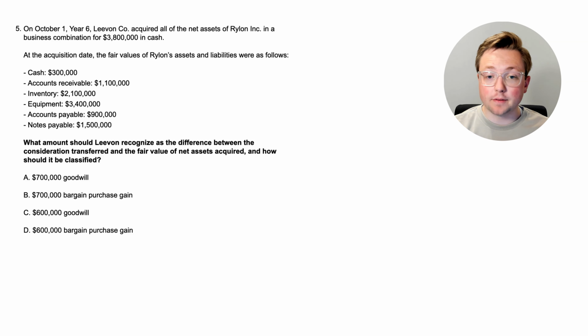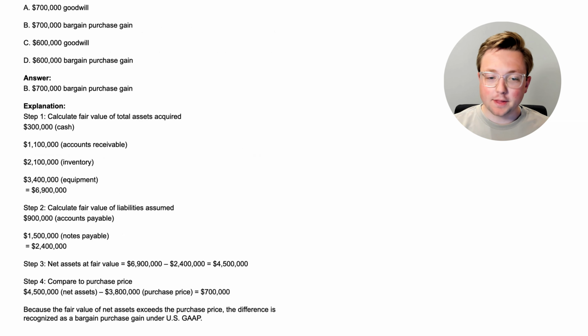At the acquisition date, the fair values of Rylan's assets and liabilities were as follows. Cash, $300,000. Accounts receivable, $1,100,000. Inventory, $2,100,000. Equipment, $3,400,000. Accounts payable, $900,000. And notes payable, $1,500,000. So fairly similar to the previous question, but again, it's in a different layout, with some different numbers. The thing we want to figure out here is what is the difference, and is it going to be classified as goodwill or a bargain purchase gain? So think about what we've learned so far. Try this out, and when you're ready, come back. We'll look at the answer together. Okay, here we are. The answer is B, $700,000 bargain purchase gain. This is a little bit different than what we've talked about so far in the video.